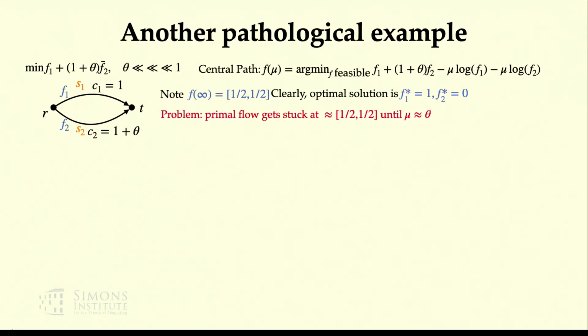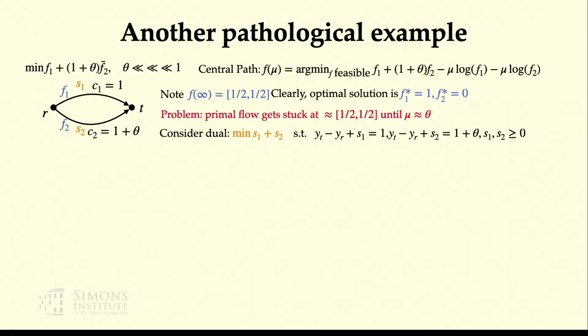So the problem is now that if I'm on my central path or near my central path, I'm going to send 1/2 unit of flow over the first arc, or approximately 1/2 unit, and I'm going to send 1/2 over the second arc. And this will not change. I mean, even if by some multiple factor of mu I can reduce my gap, I will not see changing behavior of that. So what I need to do is I need to go through the dual side.